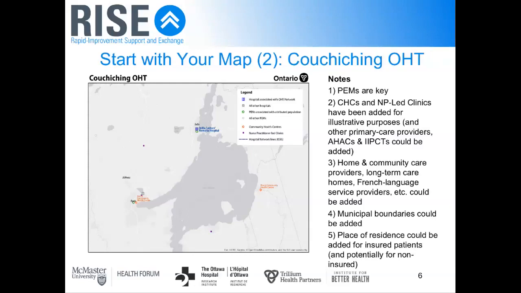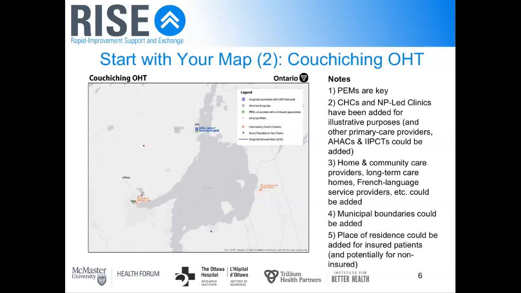Community health centers and nurse practitioner-led clinics have then been added to the map that was shared with this team for illustrative purposes. So you'll see two community health centers on this map, one very close to Barrie, the Barrie CHC, and one on the other side of Lake Simcoe, the Brock CHC. You'll also see a purple square off to the left, not labeled, so above Barrie and to the west of Orillia. And that is a nurse practitioner-led clinic. So those have been overlaid onto the map just as reminders of other primary care providers in this area.